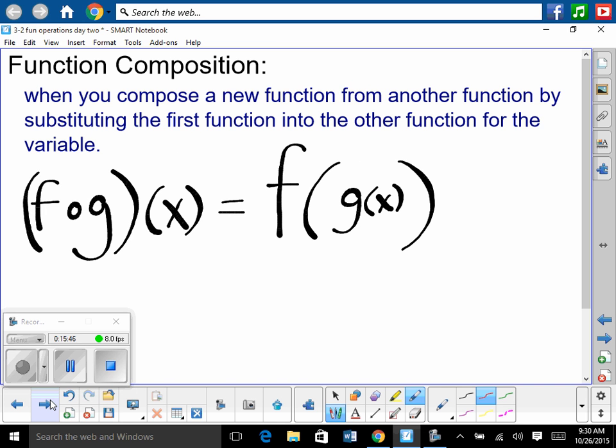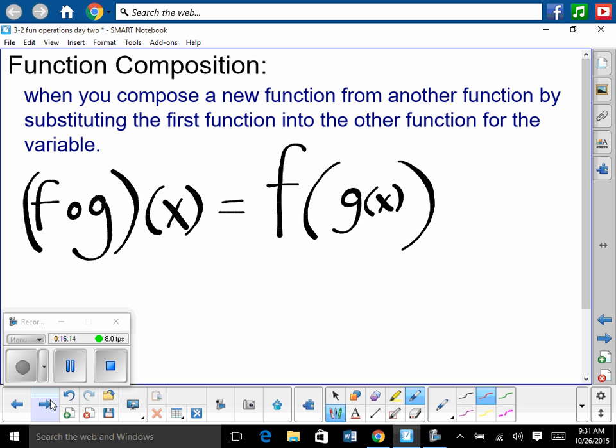Guys, really pay close attention, okay? Really. Okay, so we're going to be doing function composition now. The reason it's called function composition is we're going to be composing a new function from the other function. When you compose a new function from another function by substituting the first function into the other function for the variable, this is the notation you're going to be seeing.